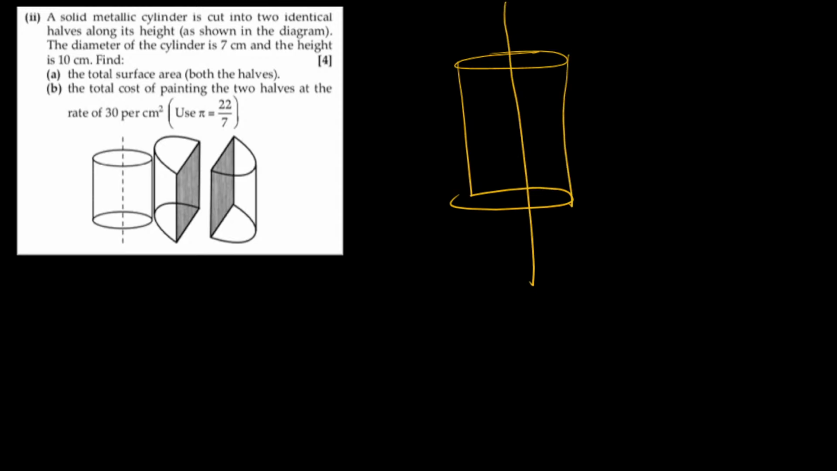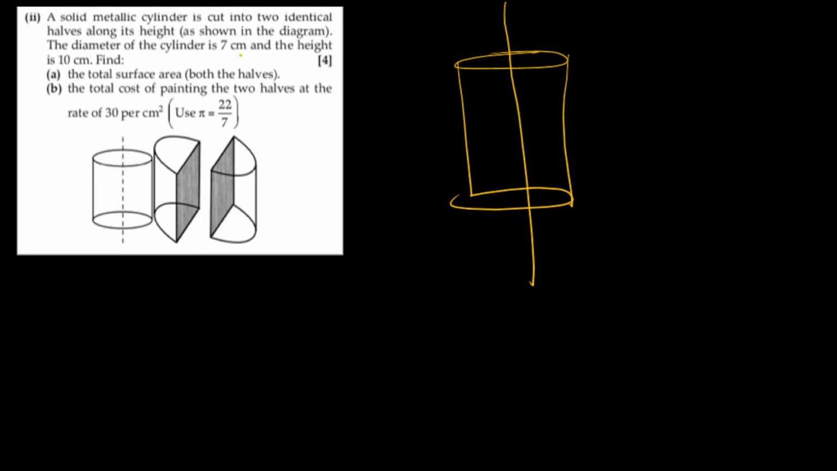So what is happening here? One solid cylinder is there. So they cut that solid cylinder from the center and divide it into two equal parts. Okay, so this is happening here. One cylinder is cut into two equal parts and it's cut along its height. So it's clearly shown in the figure.